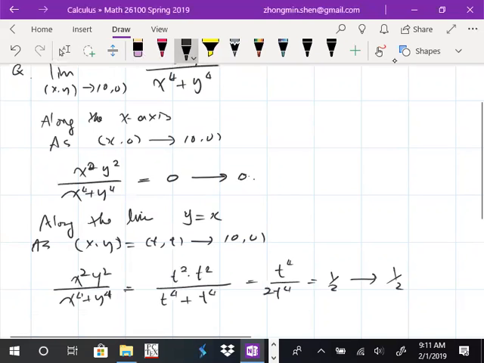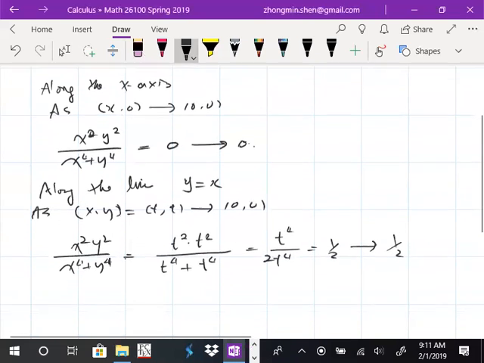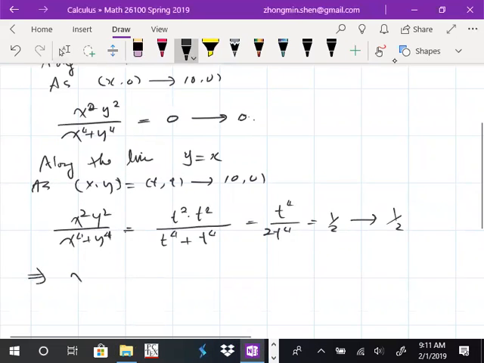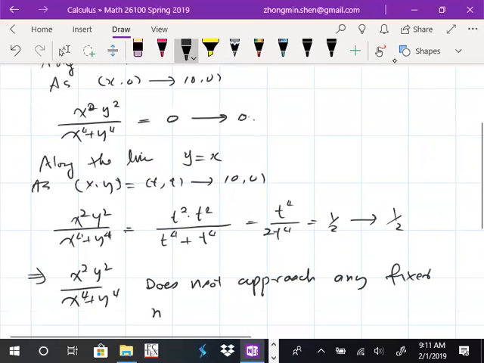So that means the function value does not approach any finite number. This implies the function does not approach any fixed number as x, y approaches 0 and 0.